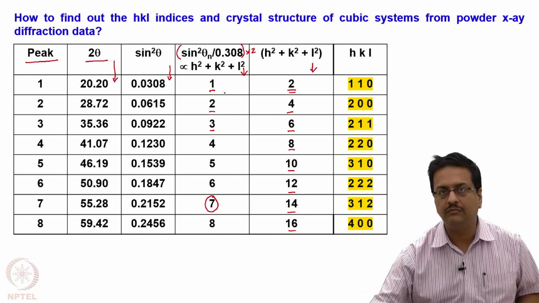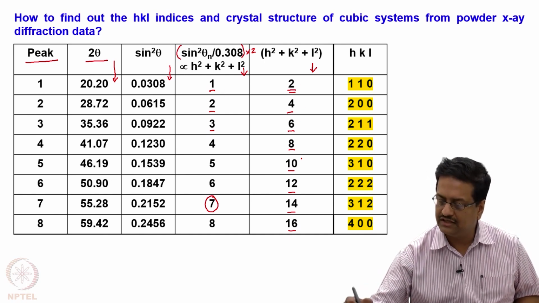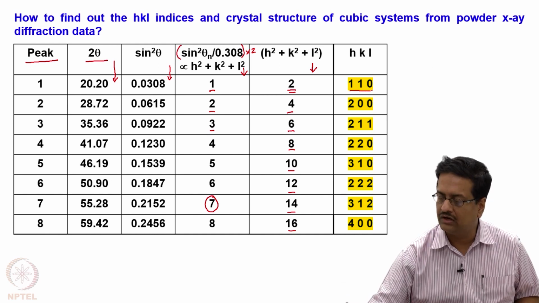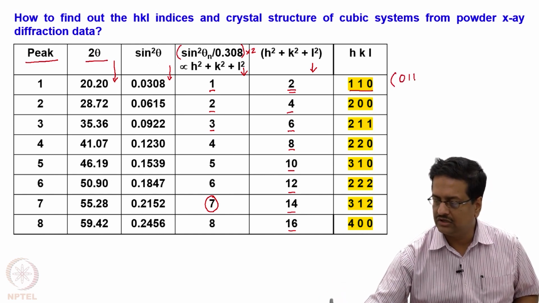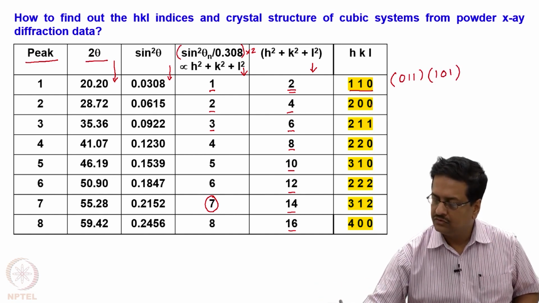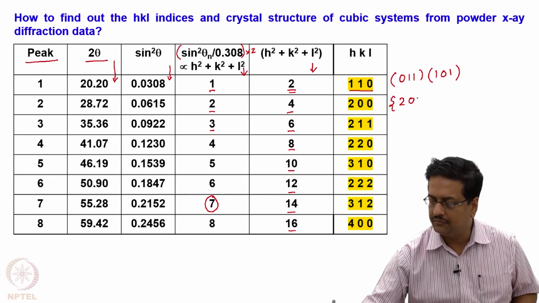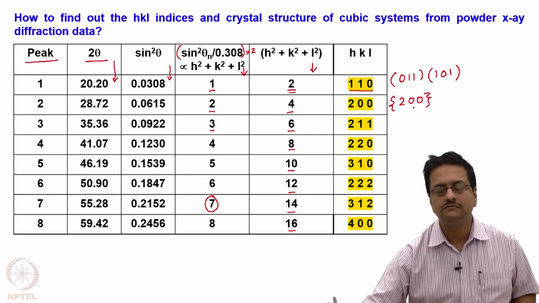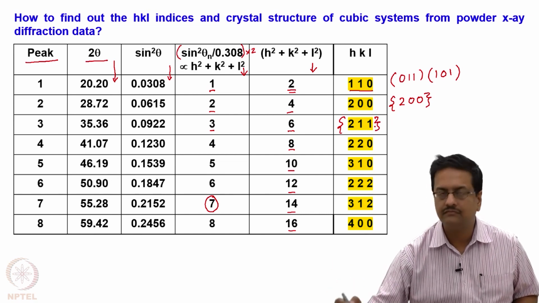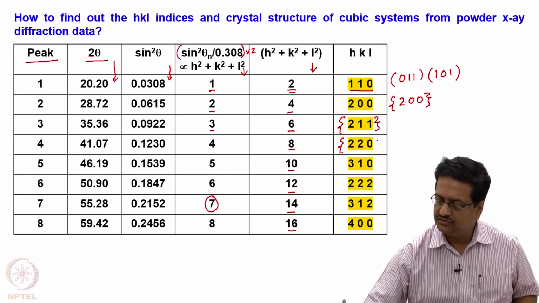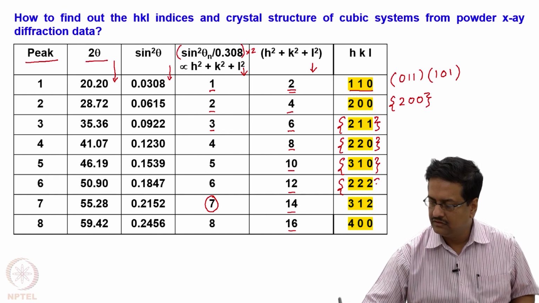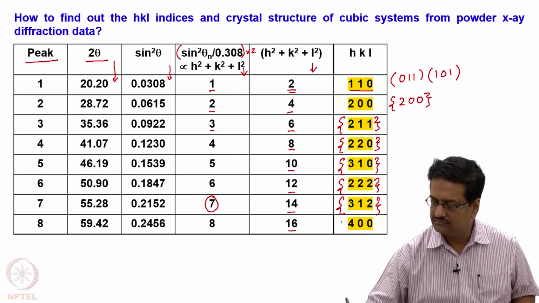Now when we have multiplied by 2, we have the numbers 2, 4, 6, 8, 10, 12, 14 and 16. Now 2 can be written as 1, 1, 0. Actually, it can be 0, 1, 1 or it can be 1, 0, 1. 4 is 2, 0, 0, which means it can be a family of planes of 2, 0, 0. 6 is 2, 1, 1, so it can be a family of 2, 1, 1 planes. 8 can be written as 2, 2, 0, that is a family of 2, 2, 0. 10 is 3, 1, 0 and so on.